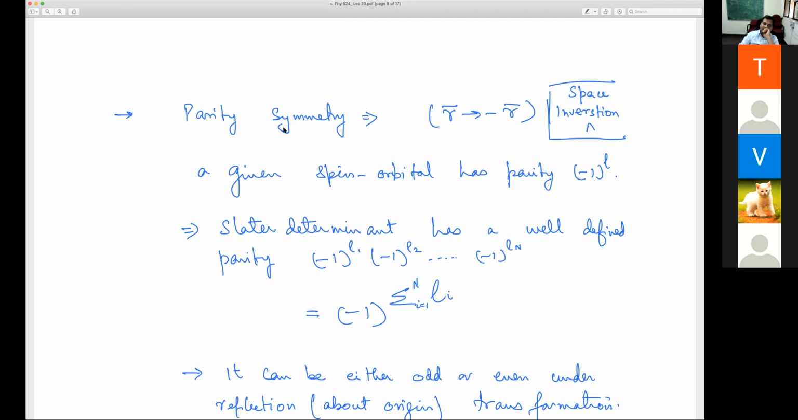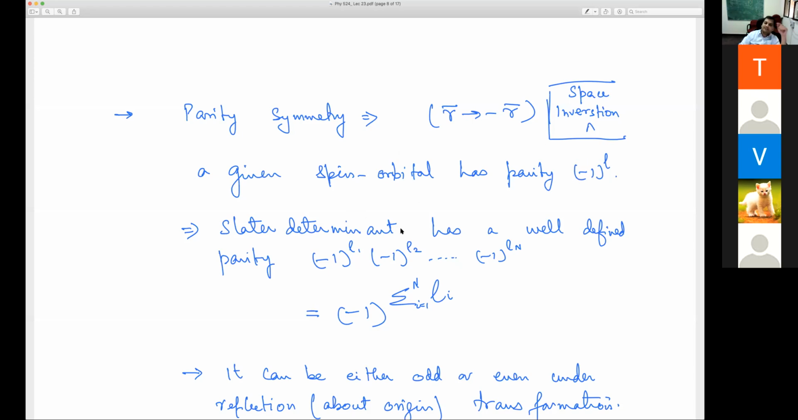Under parity, r going to minus r, any hydrogen-atom-like spin orbital wave function has a parity of minus 1 to the power l. So the parity of the wave function, even or odd, just depends on the number of nodes that the wave function has, and the number of nodes in the spherical harmonics depends on the l eigenvalue. So you can easily show that this is minus 1 to the power l.